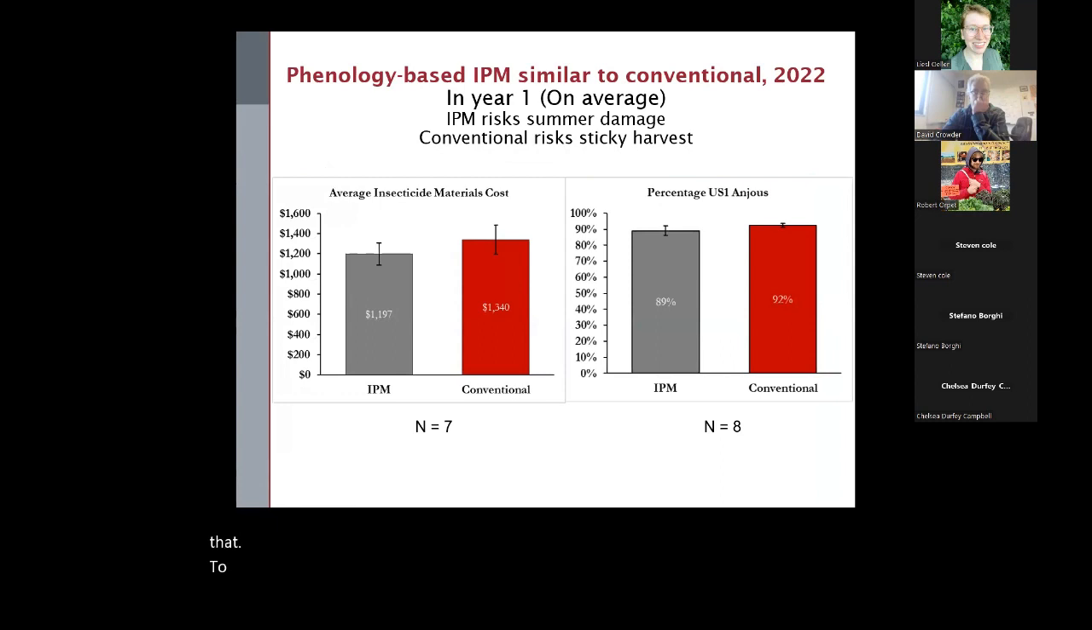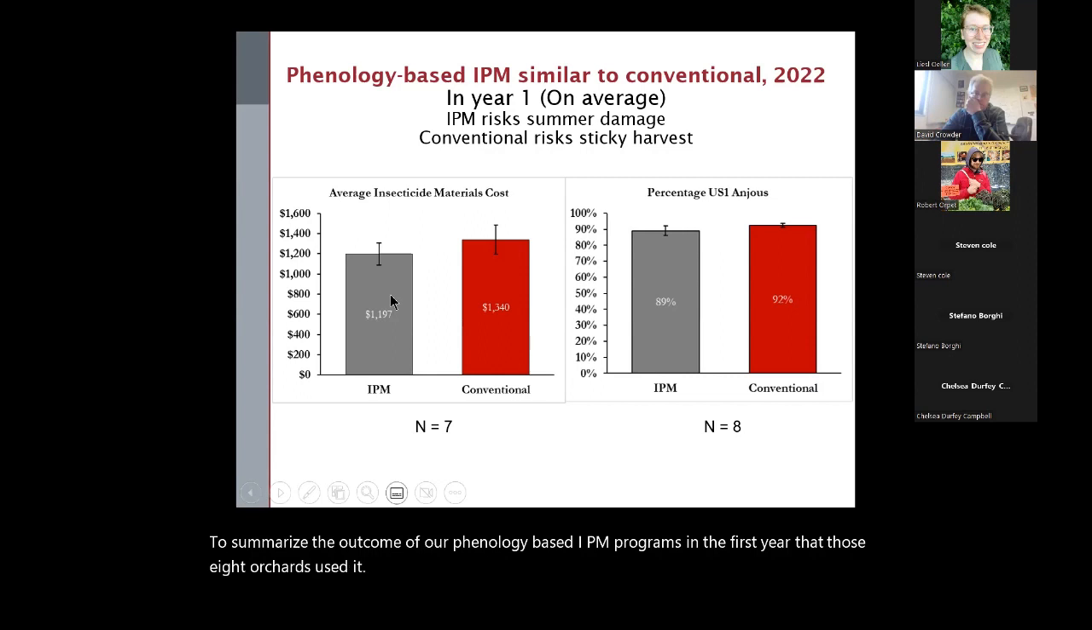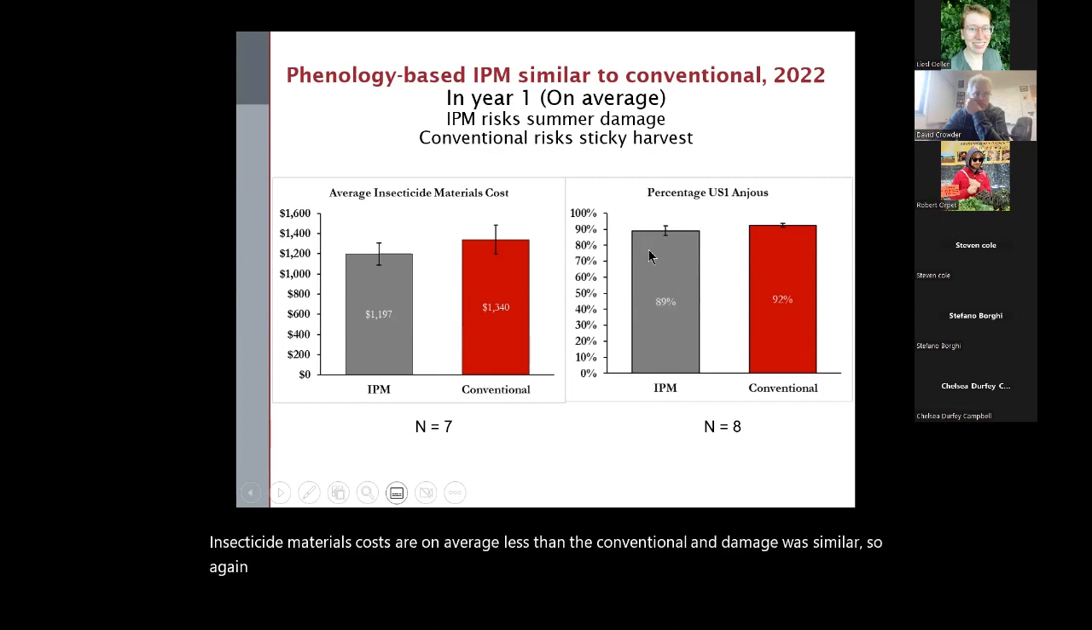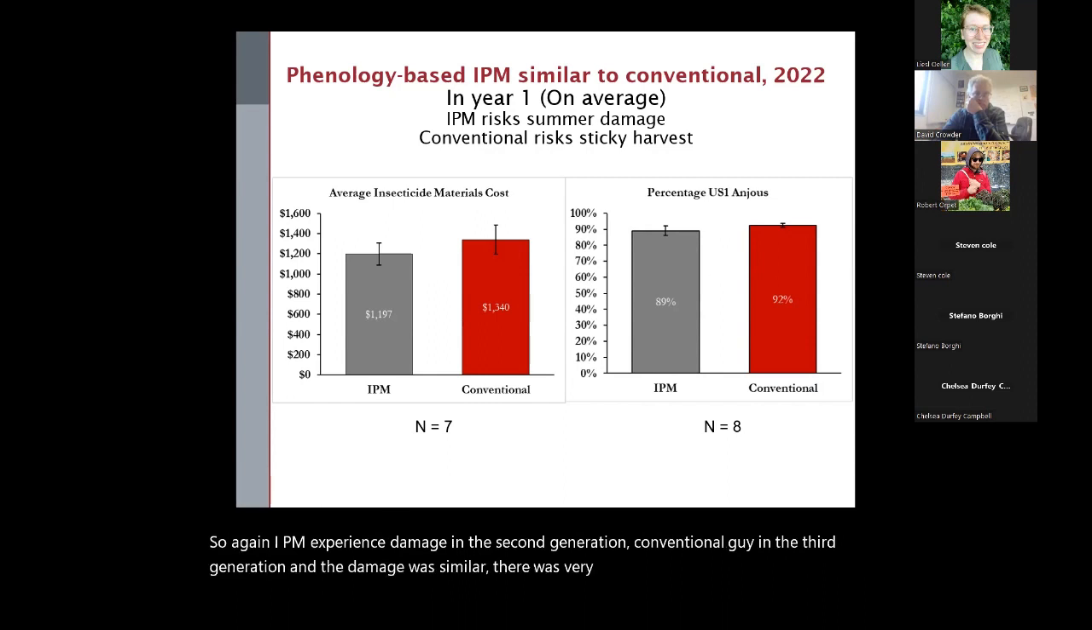To summarize the outcome of our phenology-based IPM programs: in the first year that those 8 orchards used it, insecticide material costs were on average less than the conventional, and damage was similar. Again, IPM experienced damage in the second generation, conventional got it in the third generation, and the damage was similar. There was variation within management. Some IPM orchards were awesome, some conventional orchards were good, but some conventional orchards were awful. Some IPM orchards were not good.